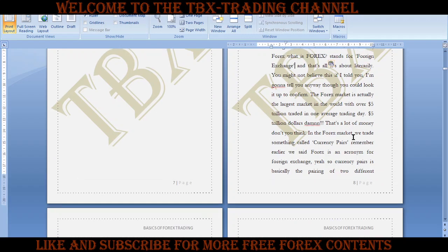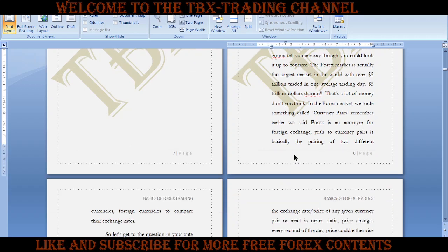In the forex market, we trade something called currency pairs. Don't forget this word, currency pair. It is actually very, very important. This is going to be what we are trading.